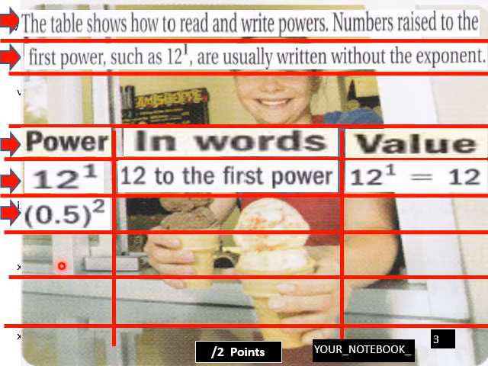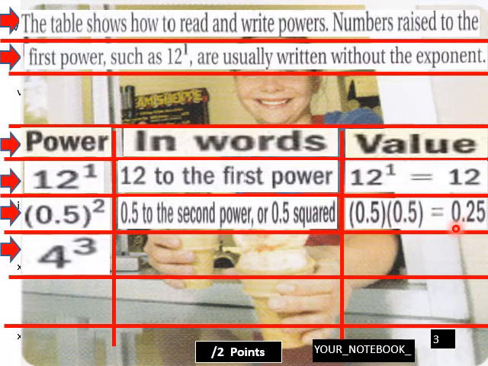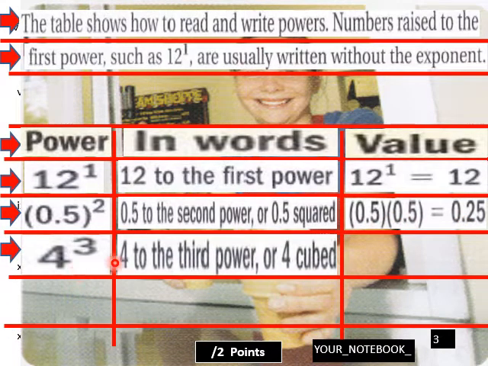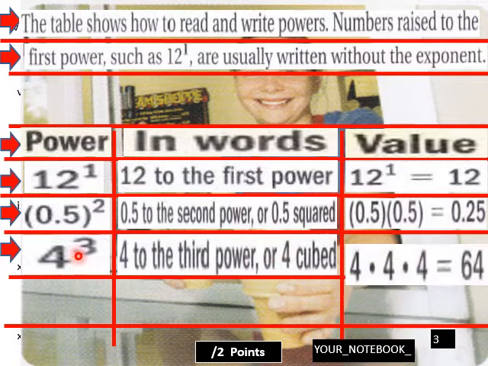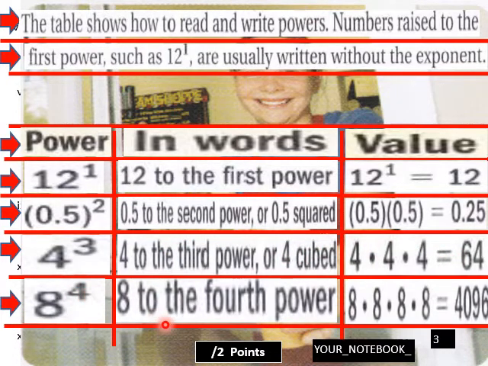And then 0.5 to the second power, or 0.5 squared, is 0.5 times 0.5, which would equal 0.25. And then 4 to the third power, or 4 cubed, 4 times 4 times 4 is 64. Then 8 to the fourth power would be 8 times 8 times 8 times 8, which is 4,096. So here is a good example of how powers are used and what their values are.